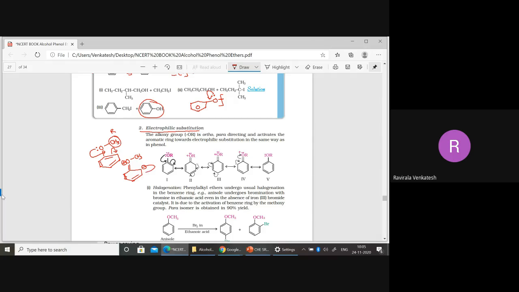Again, if we shift, this will come outside here. We are going to get this structure: double bond, double bond, double bond, OCH3. Here we are getting negative character. Again, if you shift this one here, the pi bond will be shifted over here.